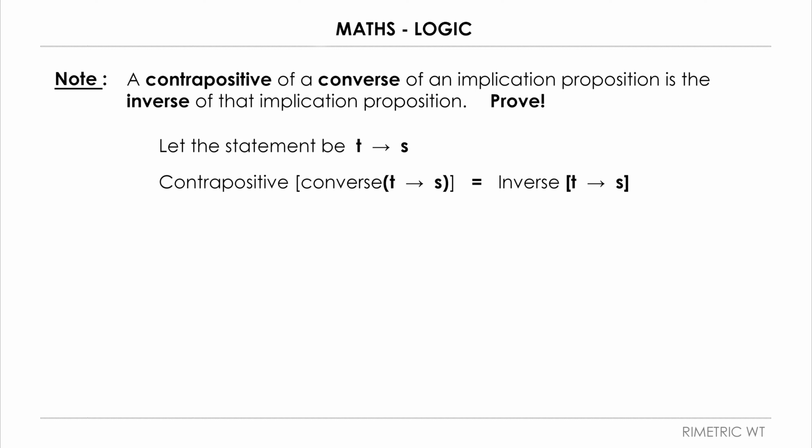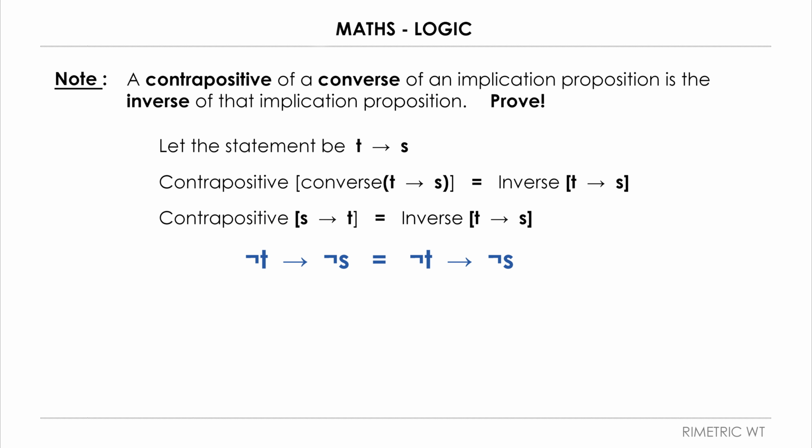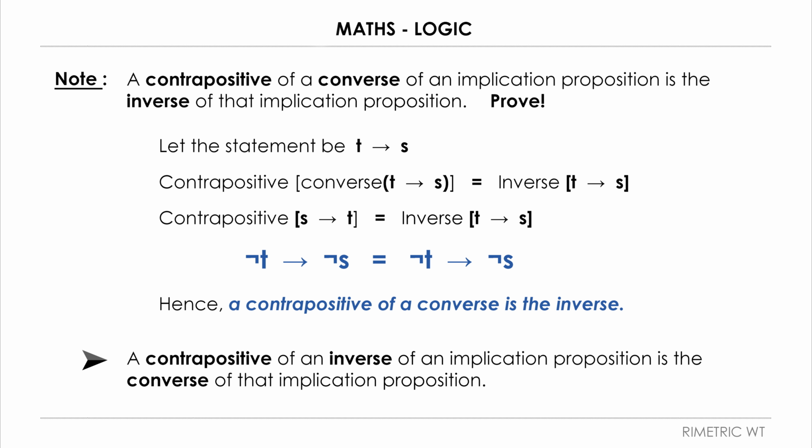First, we determine the converse of T implies S, which is S implies T, as we have seen earlier. Now that we have the converse of the implication, we find its contrapositive. That will be negation of T implies negation of S, which is exactly the inverse of T implies S. Hence, the statement, the contrapositive of the converse of an implication proposition is the inverse of that implication, is true. Now for you, prove that the statement, the contrapositive of an inverse of an implication proposition is the converse of that implication, by following the same steps we just used, and comment down below whether it actually is true or not.